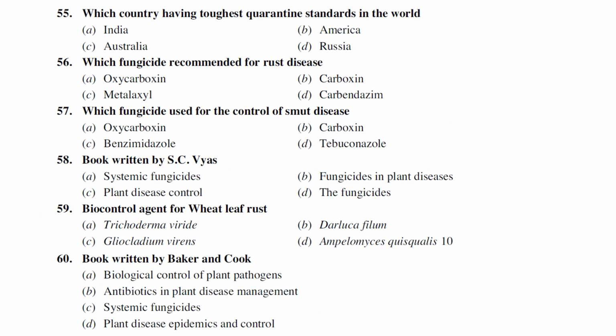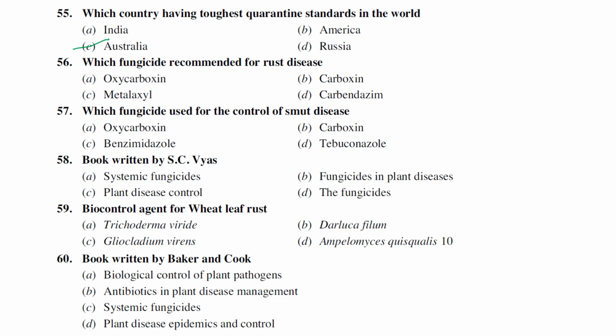The next one, which country has the toughest quarantine standards in the world? Generally Australia has the toughest quarantine standards in the world. So the answer is Australia. Which fungicide is recommended for rust disease? Oxycarboxin, carboxin, metalaxyl, carbendazim.